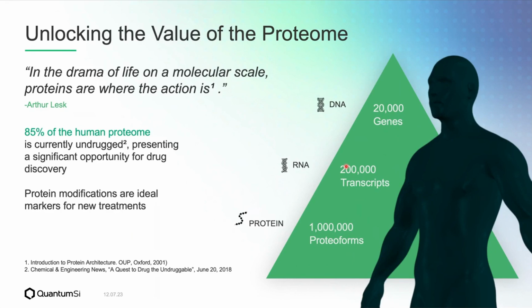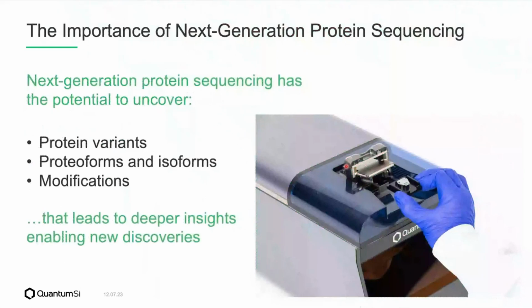We therefore need new technologies to help us start to decipher this complexity within the proteome. This is where Platinum can potentially step in and provide those novel insights. The way Platinum performs its next generation protein sequencing, it has the ability to uncover novel protein variants, proteoforms, isoforms, and potential post-translational modifications, all with single molecule amino acid level resolution. This can lead to deeper insights to help provide a new understanding of how proteins drive biology.